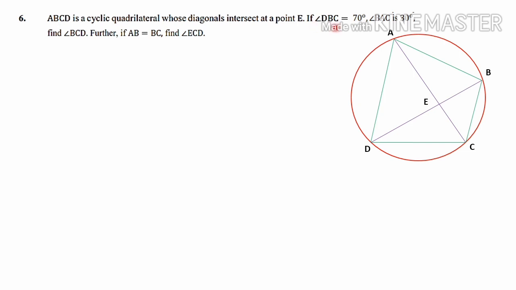Angle DBC is equal to 70 degrees, so we have to mark angle DBC as 70 degrees. Angle BAC is equal to 30 degrees, so BAC we have marked as 30 degrees. Find angle BCD. BCD in the sense, this total angle, we have to calculate.